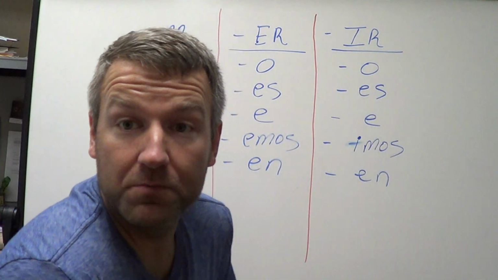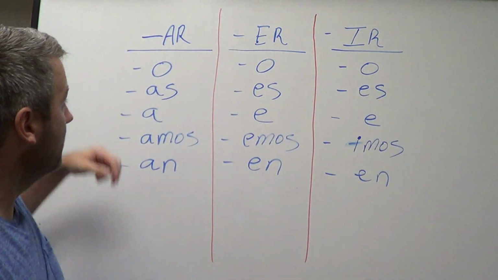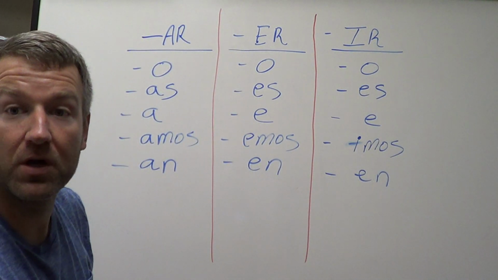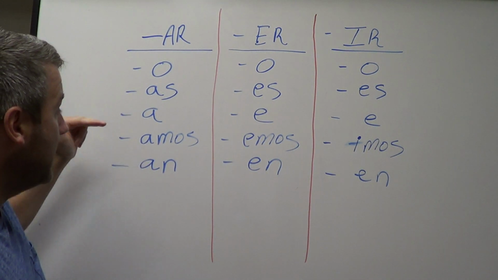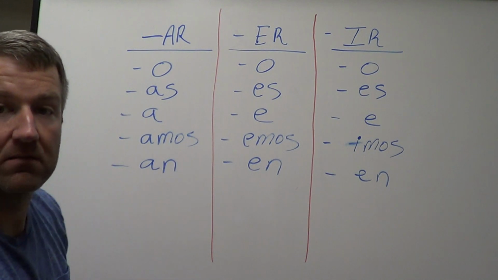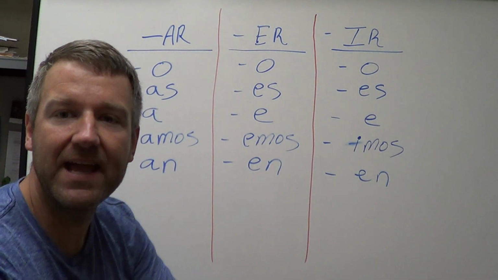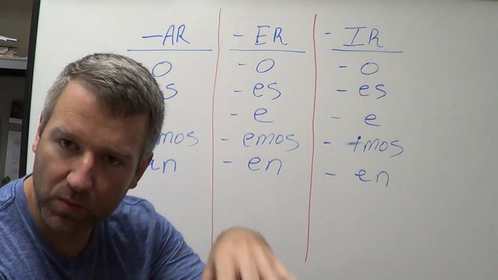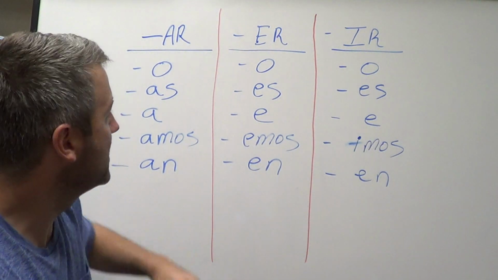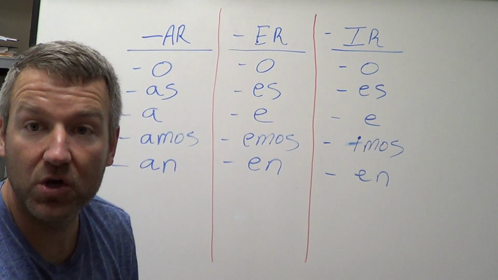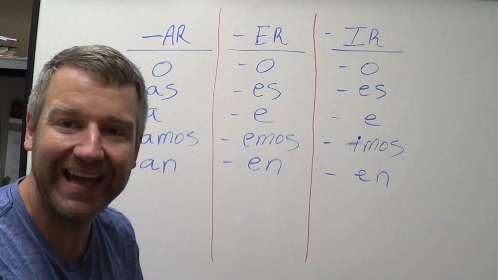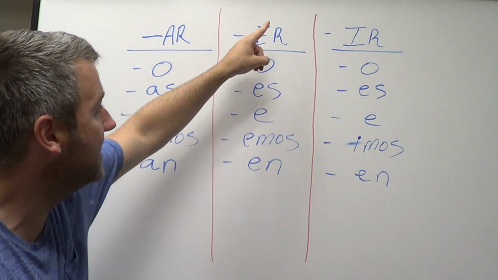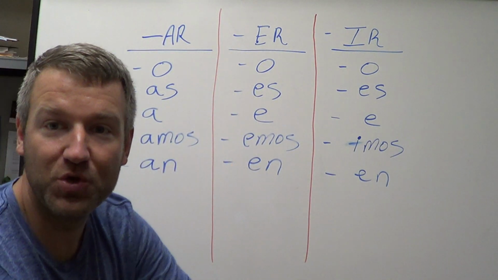For regular verbs in Spanish, if that verb ends in an AR, remember the endings will be o, as, a, amos, an. Remember, all we do, we take that AR off of that verb and then we just attach those new endings. For ER verbs that are regular, o, es, e, emos, en. Again, take off that ER, attach those new endings.